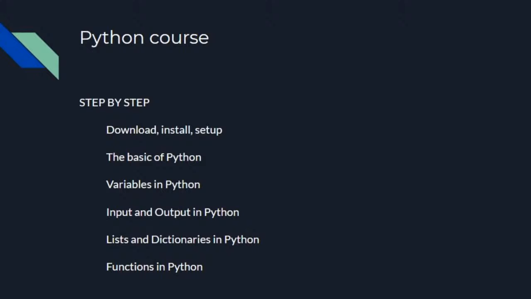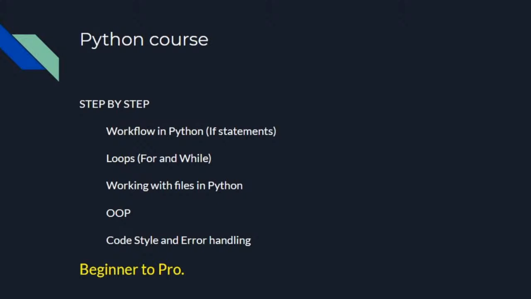So first we will see how you can download Python, install Python, and set up your environment. Then we will have a look at the basics of Python, and then we will have a look at variables in Python, inputs and outputs in Python, lists and dictionaries, functions in Python, workflow like if statements, loops like for or while, working with files, object-oriented programming, and code style and how you can handle errors. So until you become professional in Python.